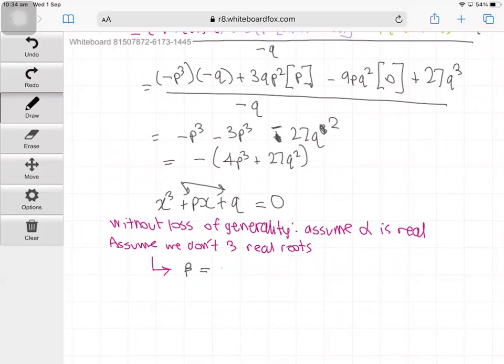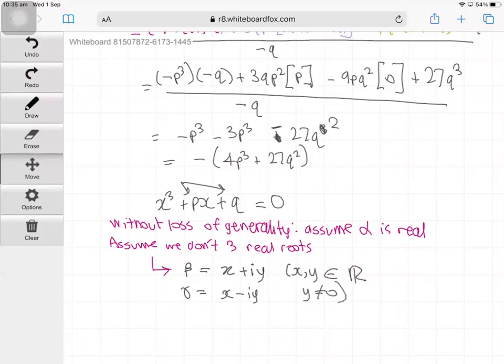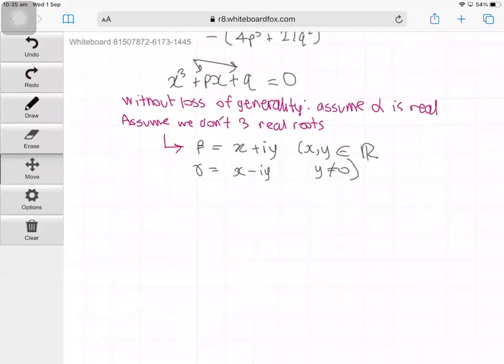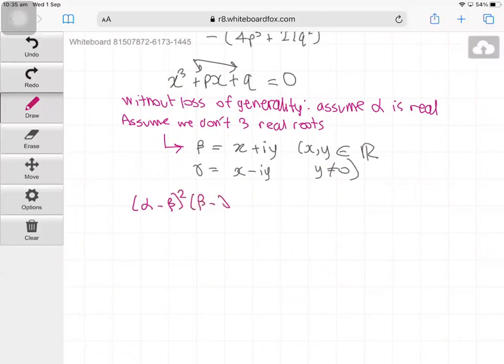So we can let beta equal x plus iy and gamma equal x minus iy. And so x and y are real numbers and y is not equal to 0. So now we can substitute all this into the previous part of the previous question, which was this one. So we have 27q squared plus 4p cubed.